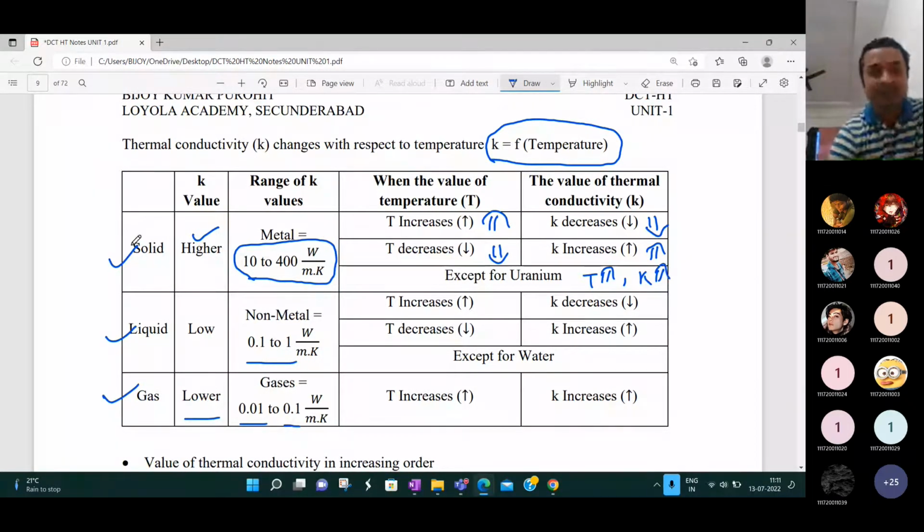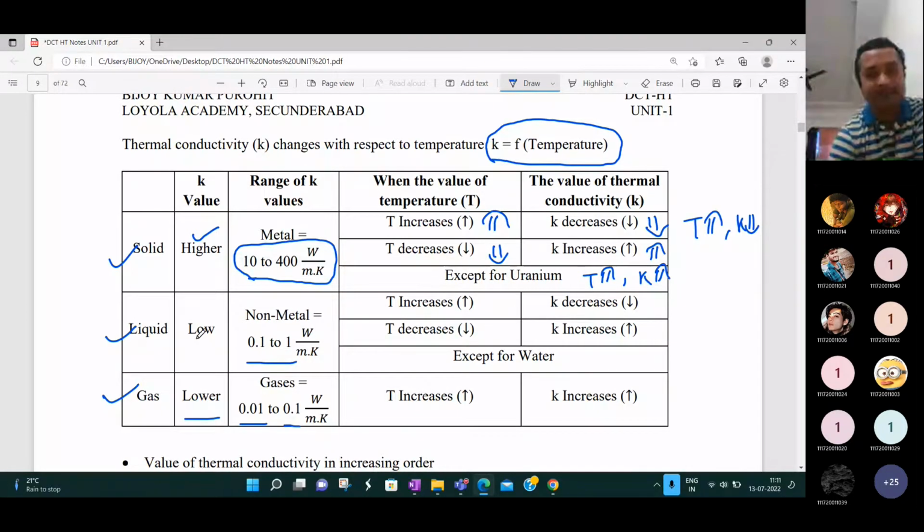This is all about solid. In solid, the K value will be generally higher. It ranges between 10 to 400, and the temperature and K value are inversely proportional. It means, for a metal, if the temperature of the metal increases, the K value will decrease, but except uranium. Uranium is a solid. Next, come to liquid.